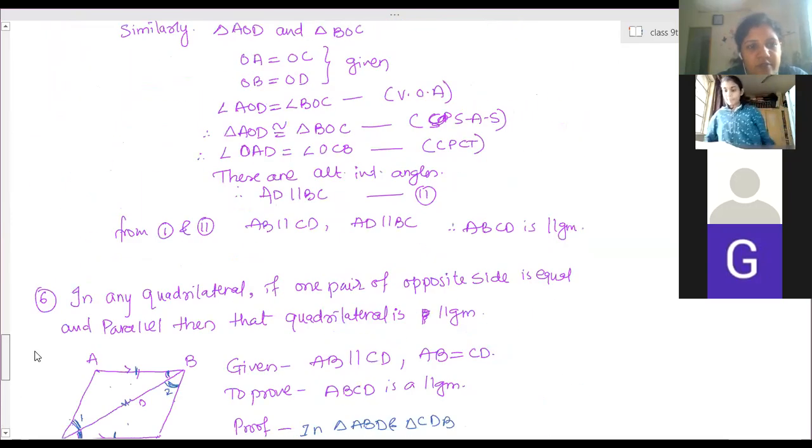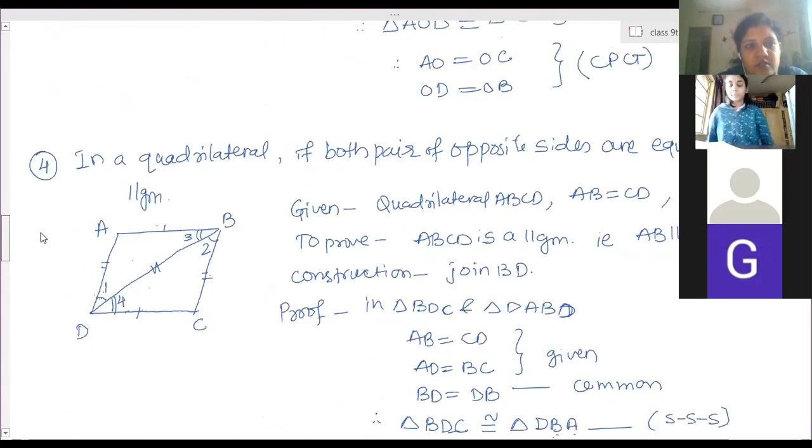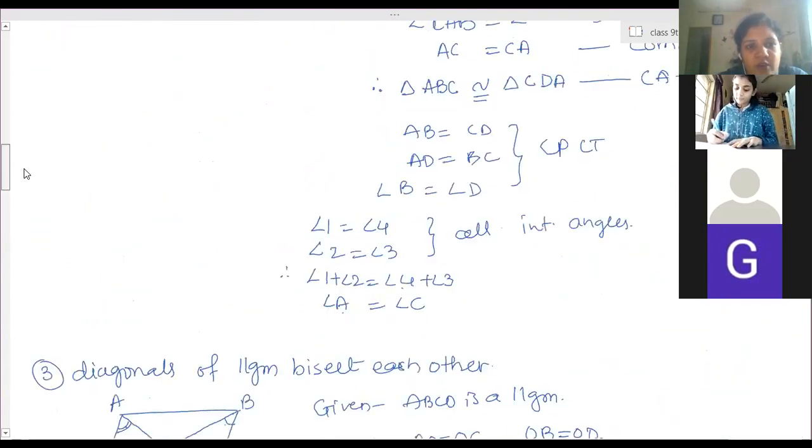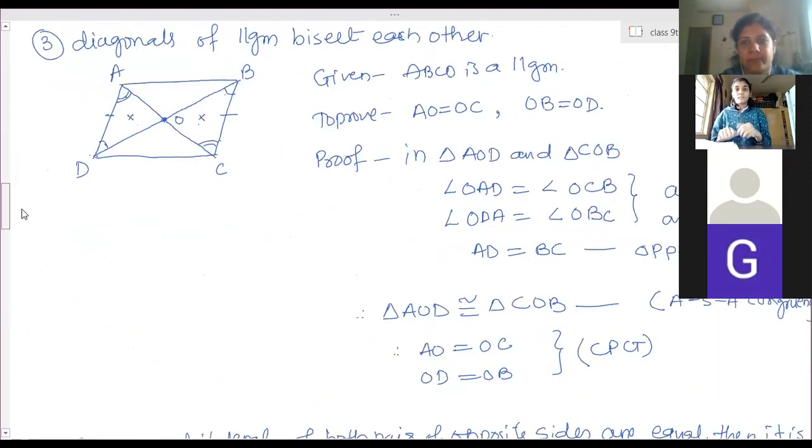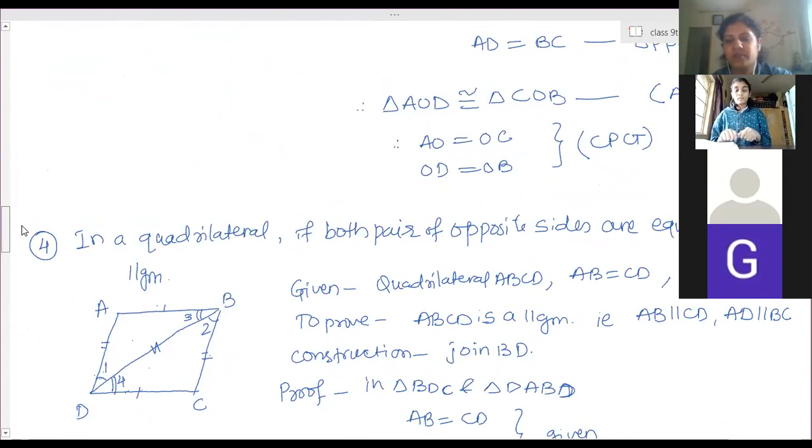Then next you have to prove the rhombus property. This parallelogram property is done now. In a rhombus, diagonals bisect each other at 90 degrees. So can you prove that the diagonals bisect each other? Rhombus means what? It is a parallelogram and all the sides are equal. That is only called a rhombus. Now you have to prove diagonals are bisecting each other at 90 degrees.